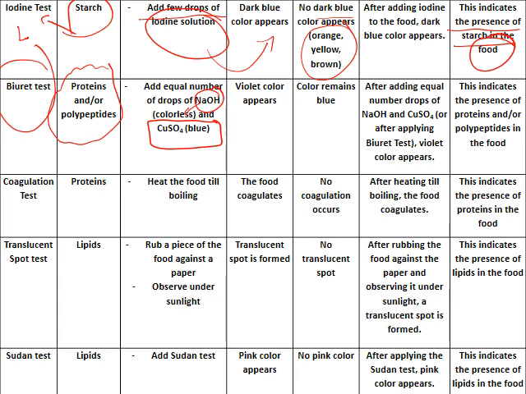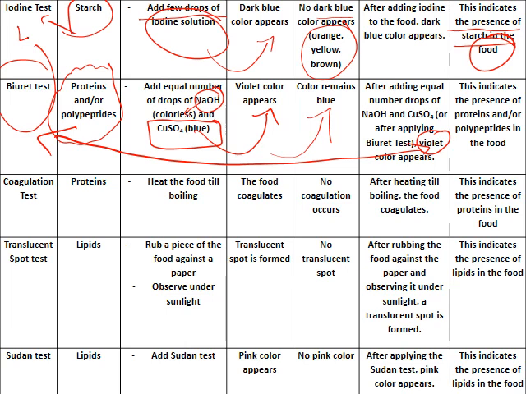What is the positive result? Violet color is going to appear. Negative result: the color is going to remain blue. What is the analysis? After adding equal drops of NaOH and CuSO4, or after applying the biuret test, a violet color appears. So the key here is the violet. Proteins with the biuret test are going to give violet color. What does this indicate? This indicates the presence of protein and or polypeptides. And pay attention to this one, and or polypeptides.